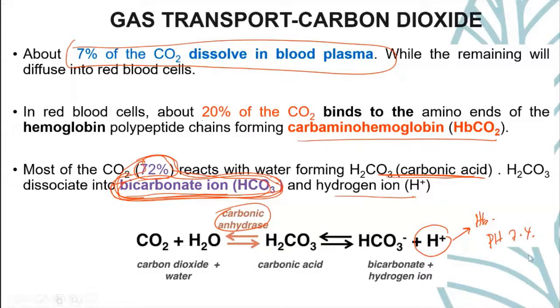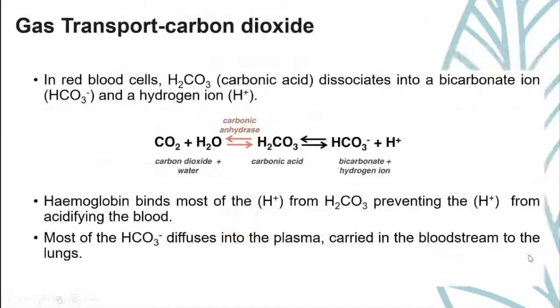Prevents your blood from becoming acidic. Okay, so in the red blood cells, carbonic acid dissociates into bicarbonate ion and also hydrogen ion, the same info. So hemoglobin binds most of the hydrogen ion from the carbonic acid, preventing the hydrogen ion from acidifying the blood. So the blood pH has to be maintained at 7.4. If not, dia akan drop. Jadi maybe 7.2 or even lower. So you don't want your blood pH to fall below 7.2.